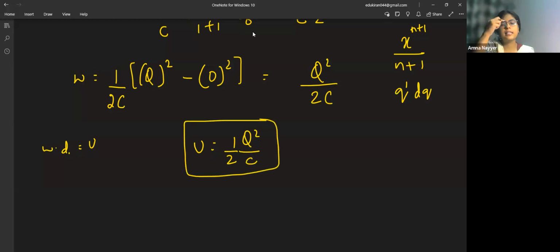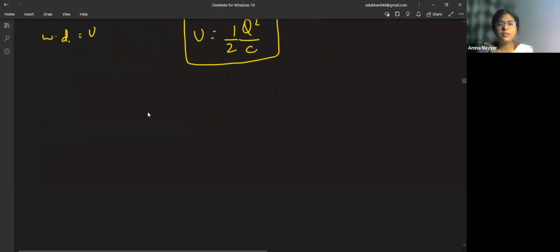Now one thing class, if suppose I have in my question, I have charge and I have capacitance and potential energy is asked. So I'll put the value of charge, I'll put the value of capacitance, I'll obtain potential energy. What if I have capacitance and I have potential? I do not have charge. So what will I do? So see, best thing is that substitute the value of charge. Charge is what? Q is equal to CV.